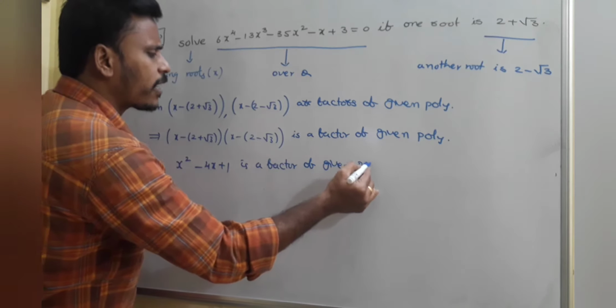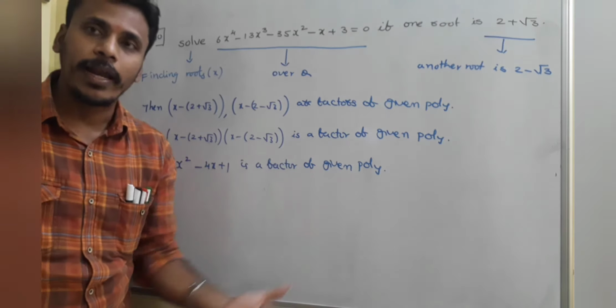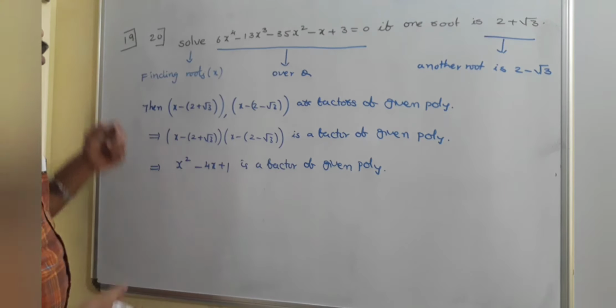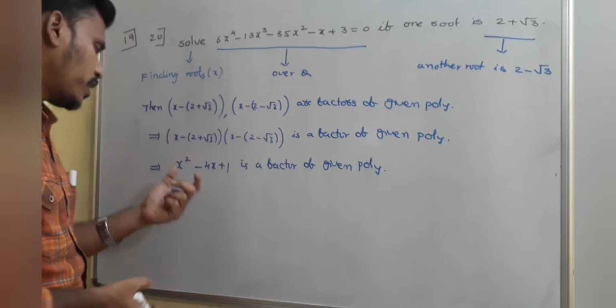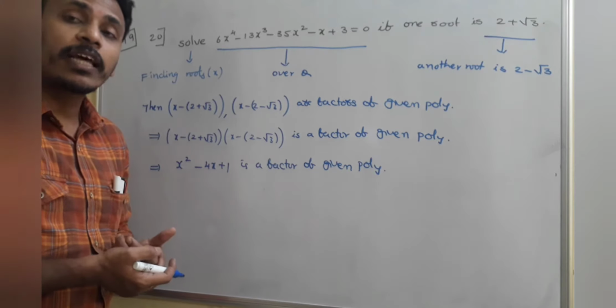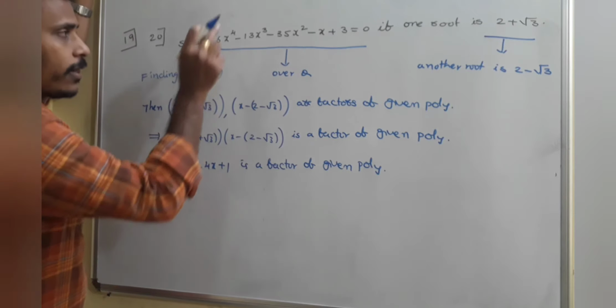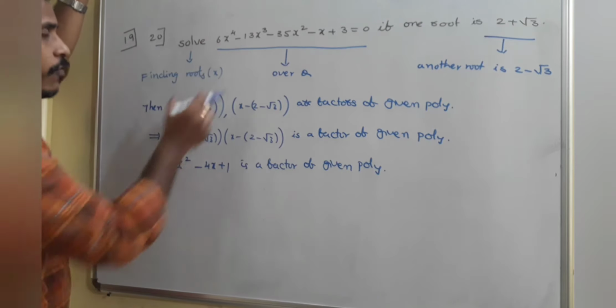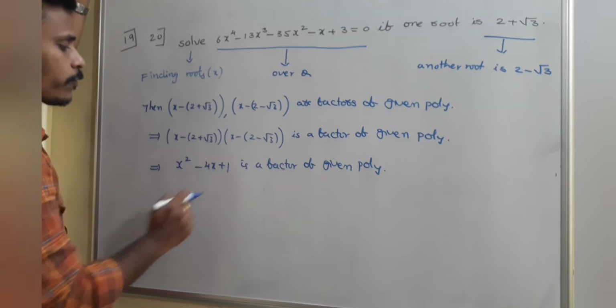Since it is a factor and it is of second degree, we try to find the other second degree factor. To find that, we need to divide. This is a polynomial of fourth degree and this is a polynomial of second degree. We need to find the other factor of the given polynomial. Our target is to find all the roots, so we need to write its factorization first. You just divide the given polynomial by x^2 - 4x + 1.